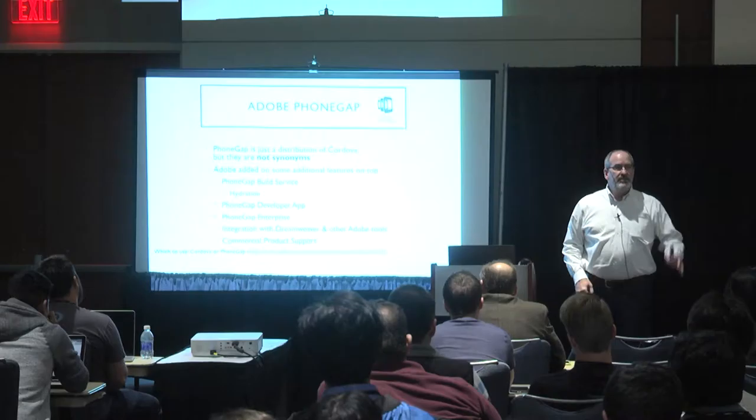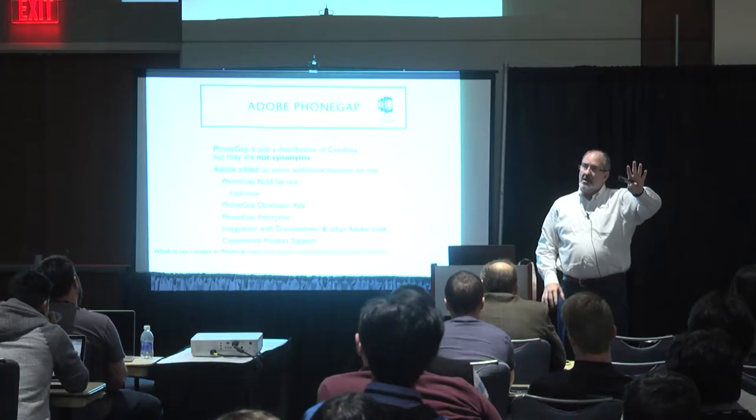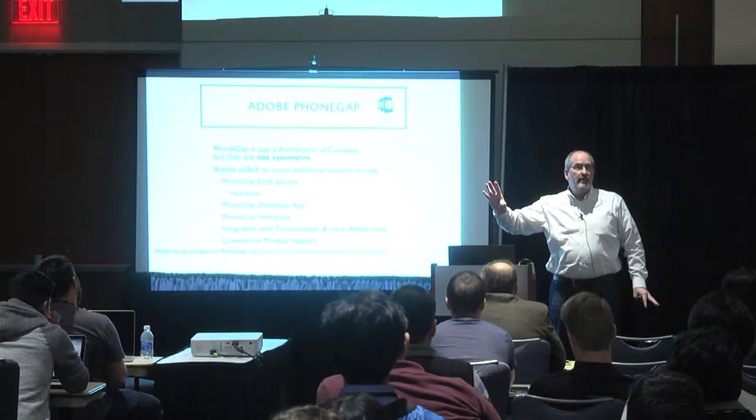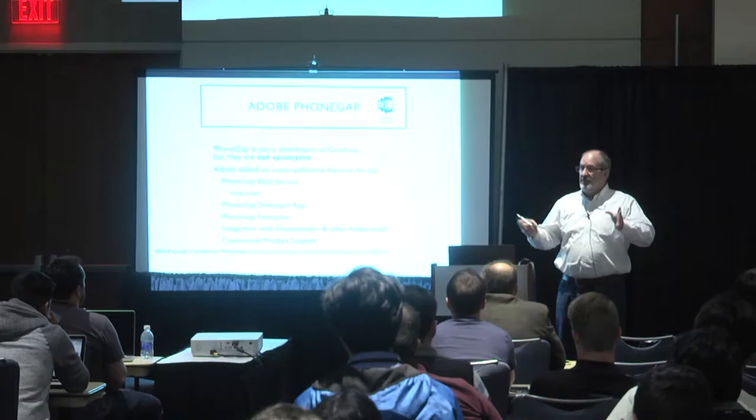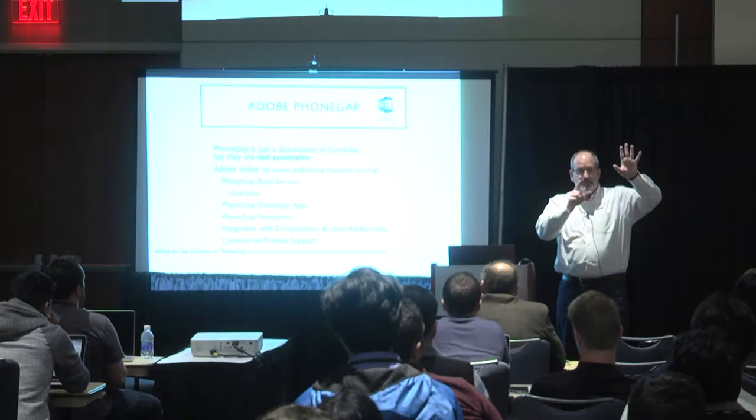PhoneGap was donated to Apache as Cordova. Adobe made a distribution of Cordova called PhoneGap. I know, it's confusing. And then they added a bunch of stuff to it. So PhoneGap is not Cordova. PhoneGap is a distribution of Cordova. So it's like Linux and Ubuntu, right? We have Linux, and Ubuntu is not Linux. Ubuntu is a distribution of Linux, okay?